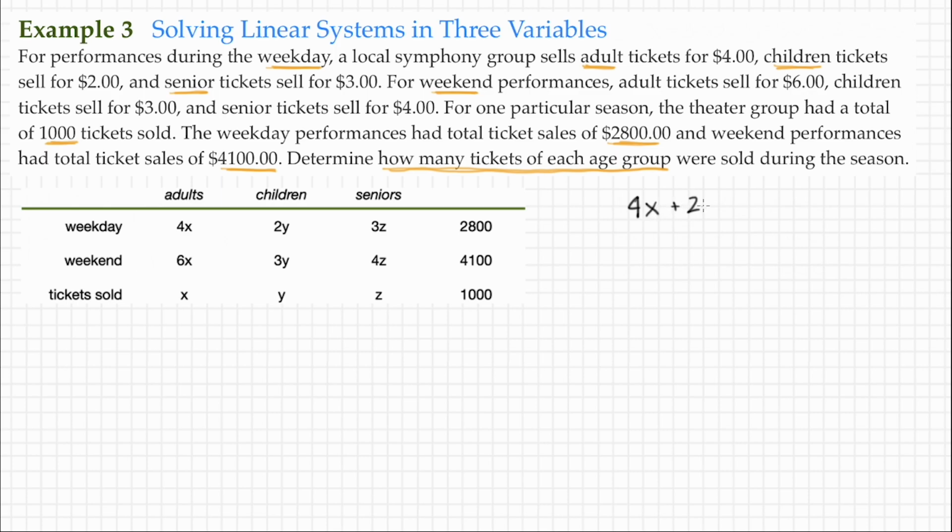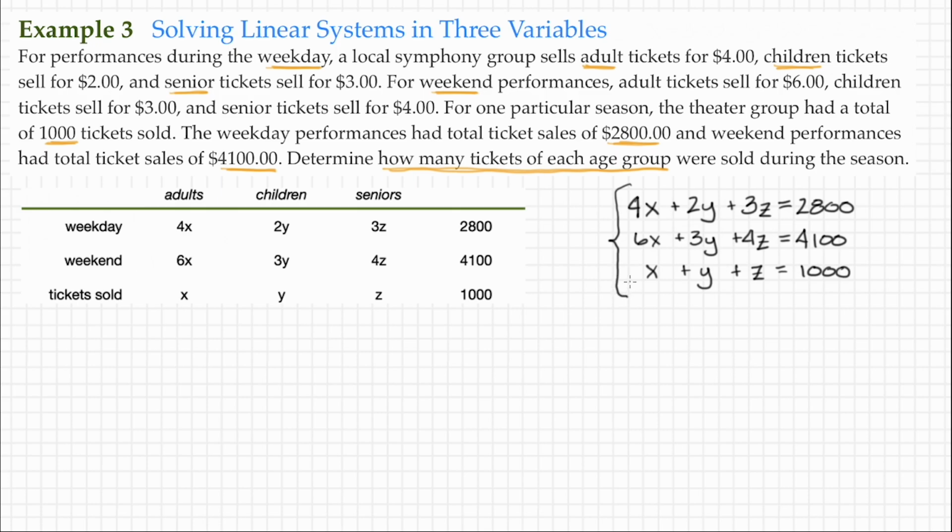plus 2y plus 3z, and that's going to equal 2,800. Then we have 6x plus 3y plus 4z. That's going to equal 4,100. And then finally x, that's the adult tickets sold, plus y, the children tickets sold, plus z for the senior tickets sold, and there were 1,000. We enclose it in this curly brace here, and this is the system of linear equations that models this scenario.